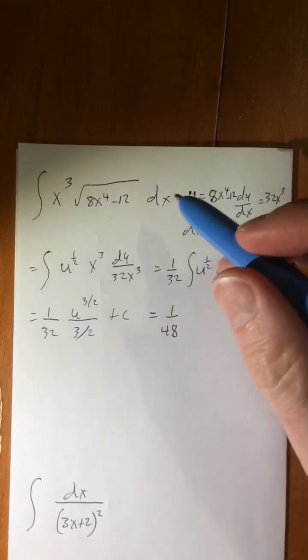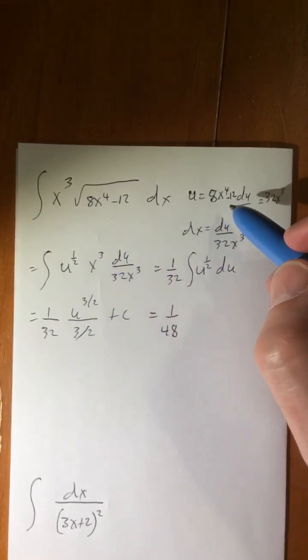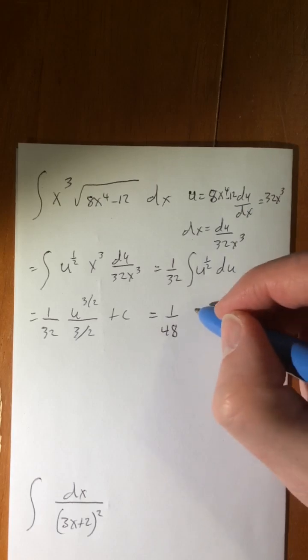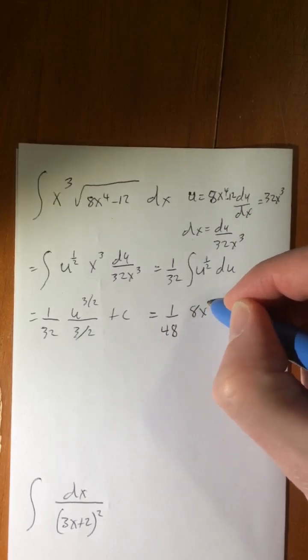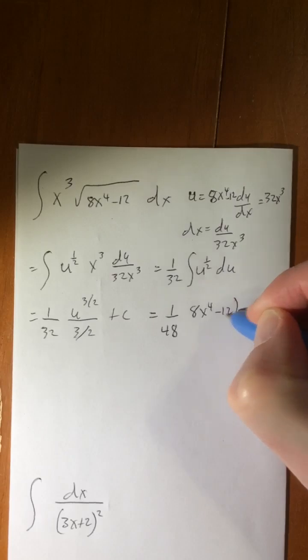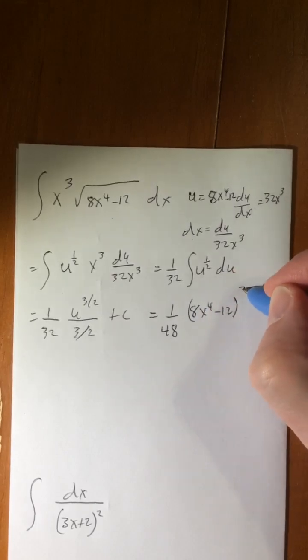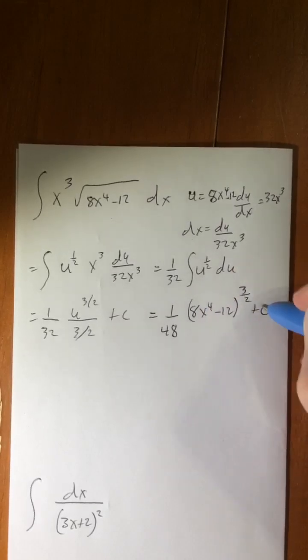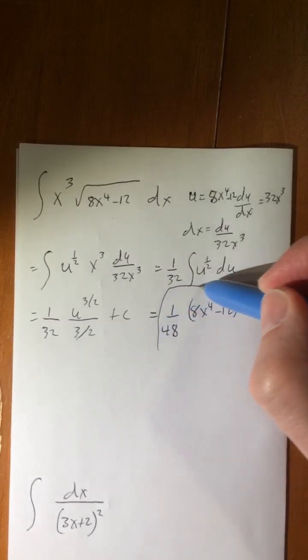And u is, where are we here? Right here, 8x to the 4th minus 12. So I got 1 over 48 times 8x to the 4th minus 12 to the 3/2 power plus c. And that is all I have to say about that.